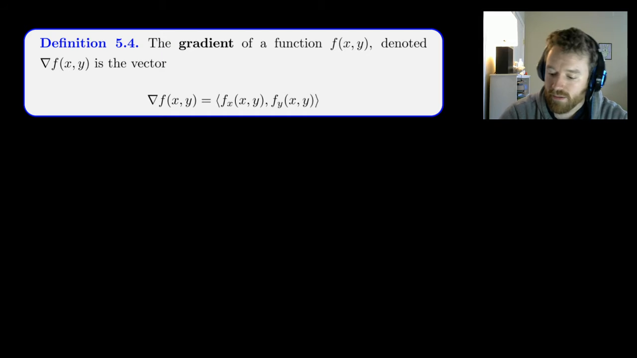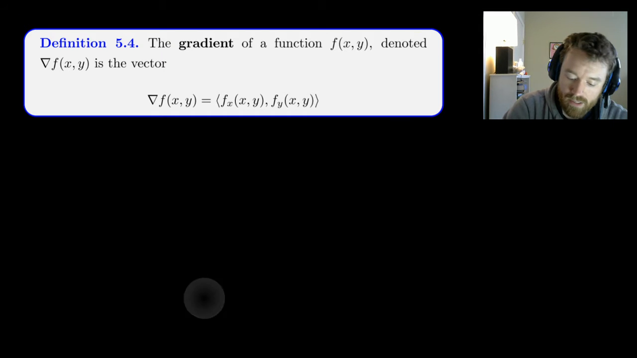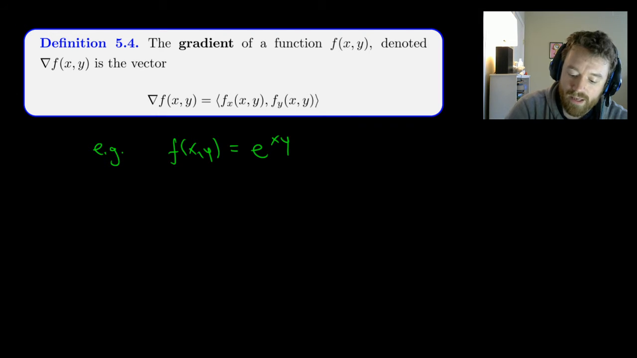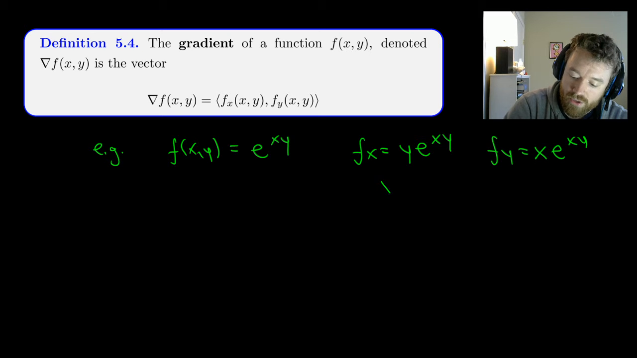So for example, if f of x, y is equal to e to the xy, then f_x in this case is y e to the xy, f_y is equal to x e to the xy, and the gradient, del f, or rather nabla f, the gradient of f, is going to be y e to the xy, comma x e to the xy.